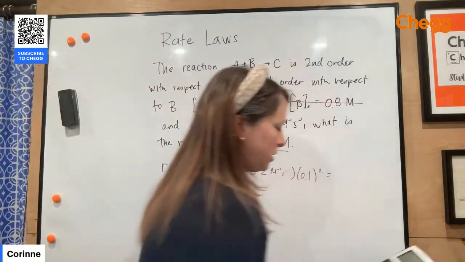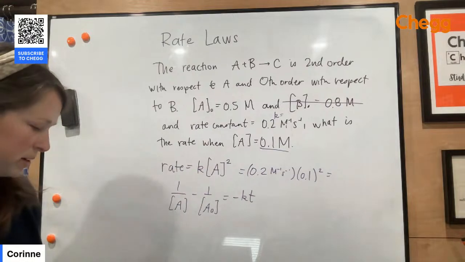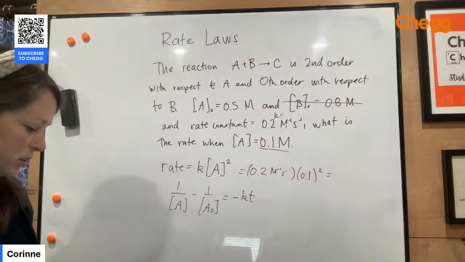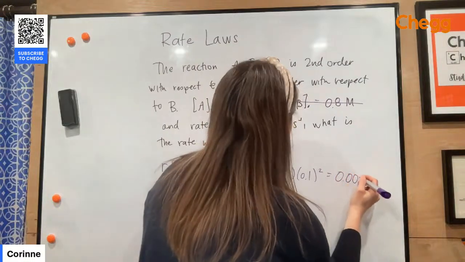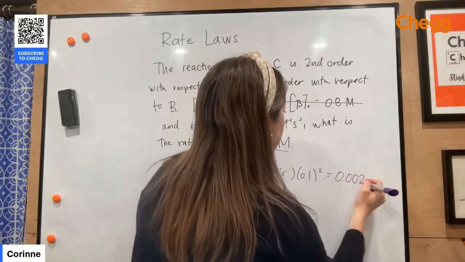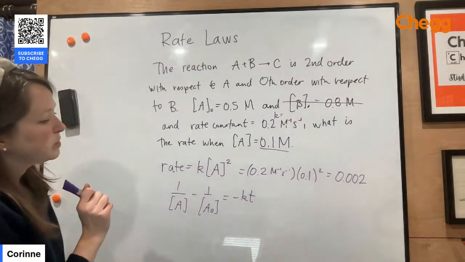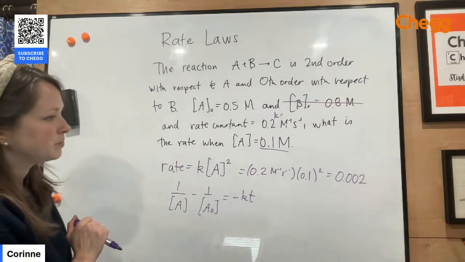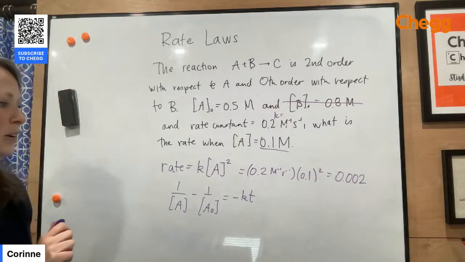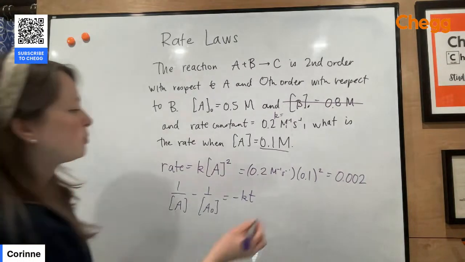I don't know what that is off the top of my head. 0.1 squared times 0.2 gives me 0.002. All right, we're asked to find the rate, so we do need to figure out what our units would be with that. So just be careful with that as you're solving for that.